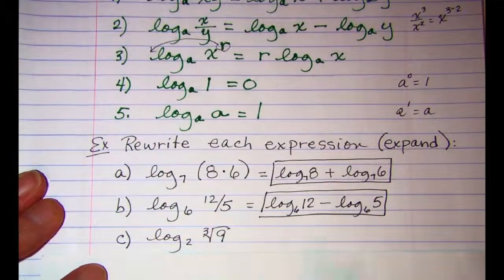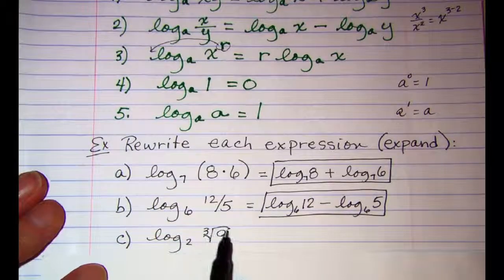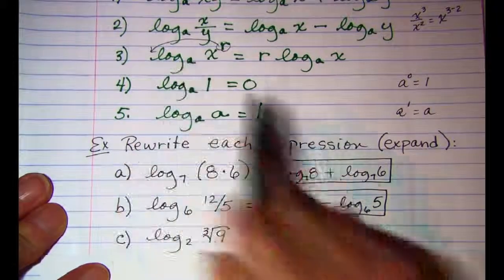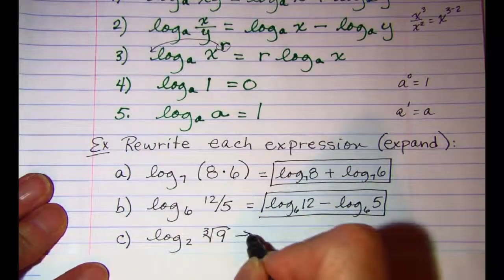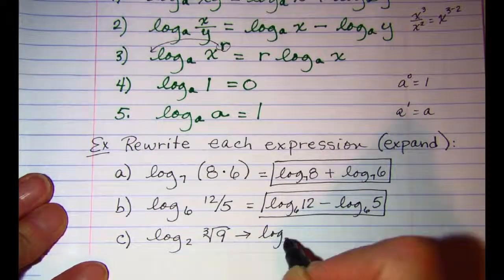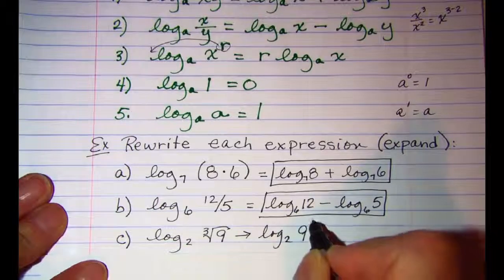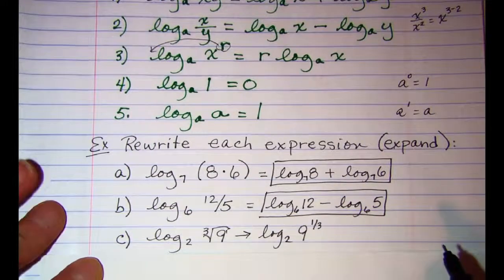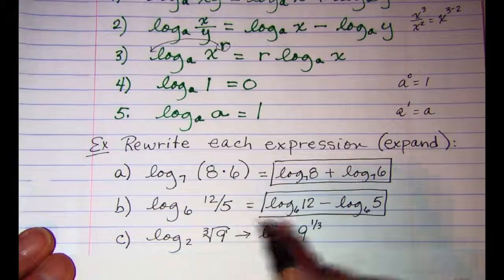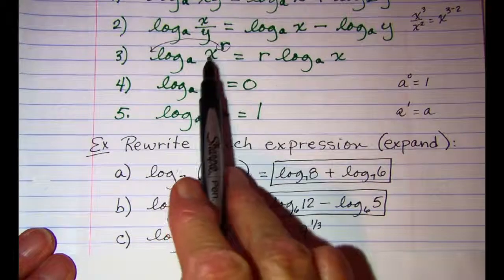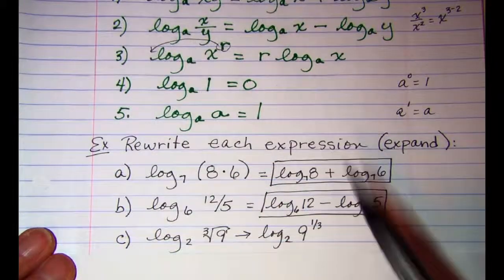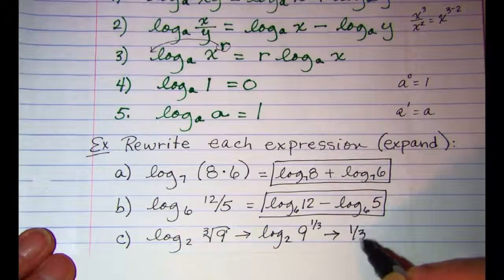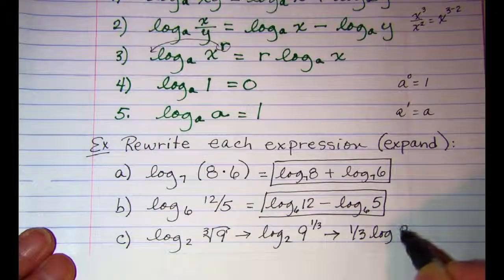Our next one, we would need to rewrite this as an exponent, and then we can use the third property. So as an exponent, this is 9 raised to the 1/3 power, because my exponent on the 9 is a 1. Now when I apply this third property, I can bring that out in front. So this is the same then as 1/3 times the log of 9 base 2.